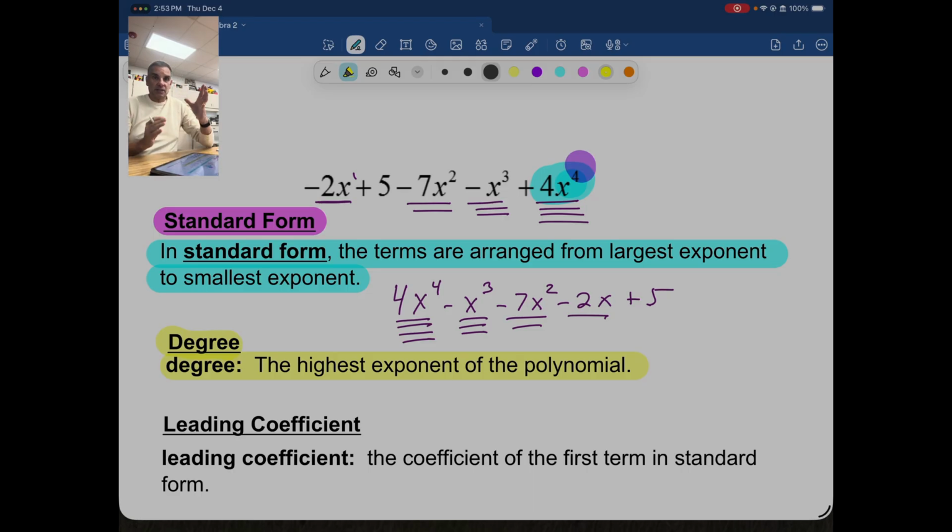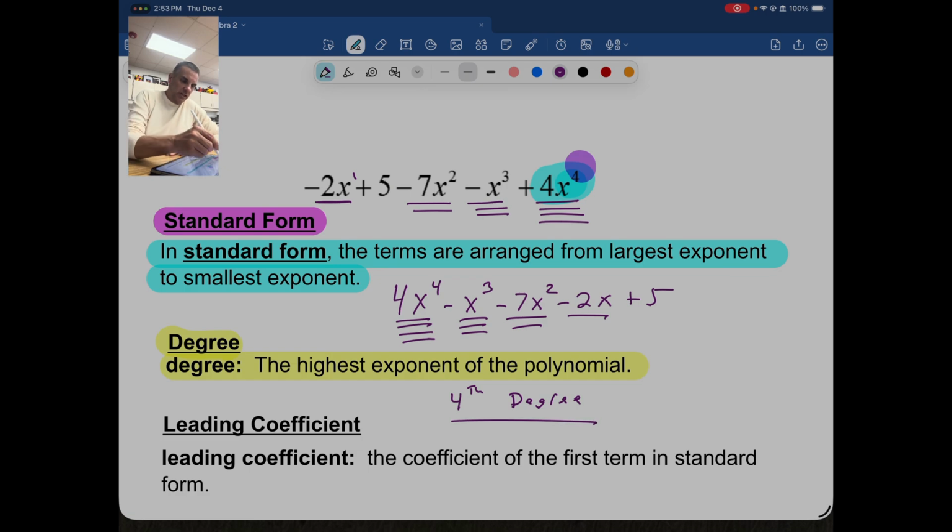So our highest exponent, and if we've already put them in standard form, it's easy to do. It's just our largest exponent. So in this case, this polynomial, we're going to say at this point is a 4th degree, because the largest exponent that I have is 4. And again, I put it in standard form. Once I've already done it in standard form, it's going to be that first term where I determine my degree for my polynomial.